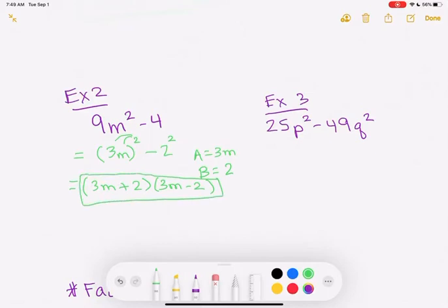Go ahead and try the next one. Try to do it all the way, okay? So this one's got both pieces. Might have a little bit something extra that you need to do. So hit pause, give it a try, come back when you're ready.